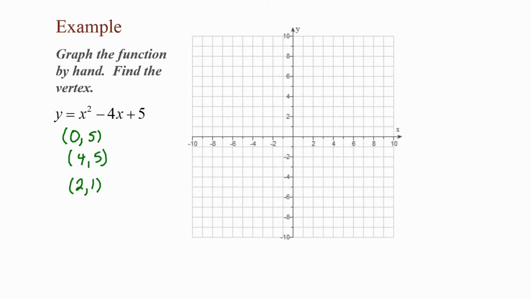Now that we have our 3 points, we are ready to plot on our graph. So we have (0, 5), (4, 5), and (2, 1). Graphing our parabola, we now have the graph of y equals x squared minus 4x plus 5.